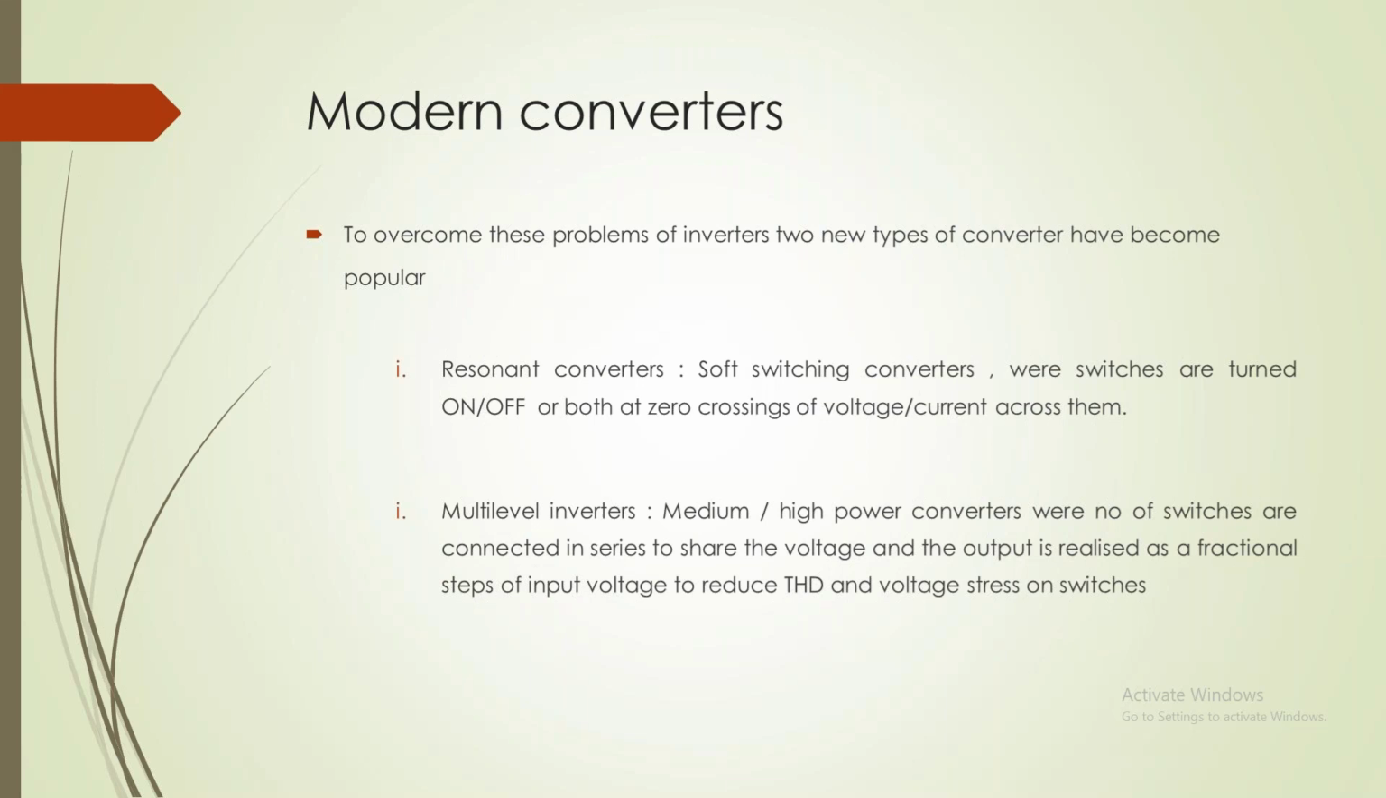One is called resonant converters, soft switching converters, where switches are turned on and turned off at zero crossings of voltage and current across them. We are not going to discuss them, but these are called soft switching. Soft switching is used to eliminate switching stress and switching loss, because the switching is done only at the zero crossings, either on, off, or both, whichever is possible, and at zero crossings of voltage, current, or both, whichever is possible. So this is the resonant converter.